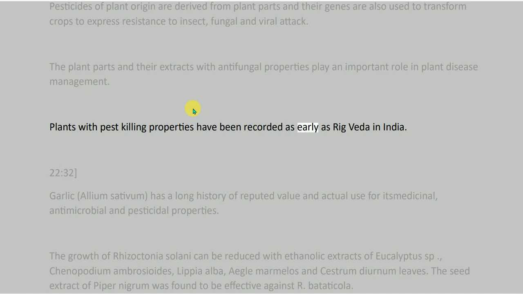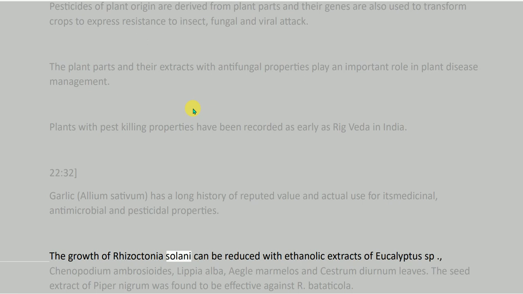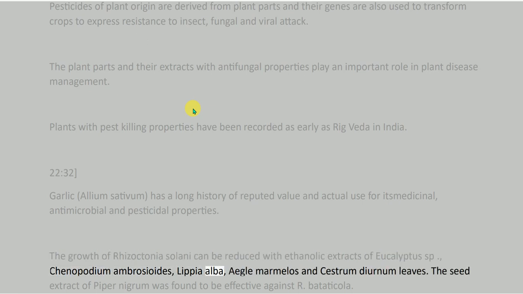Garlic, Allium sativum, has a long history of reputed value and actual use for its medicinal, antimicrobial and pesticidal properties. The growth of Rhizoctonia solani can be reduced with ethanolic extracts of Eucalyptus sp., Chromolaena odorata, Lippia alba, Aegle marmelos and Cestrum diurnum leaves. The seed extract of Piper nigrum was found to be effective against Alternaria tenuis.